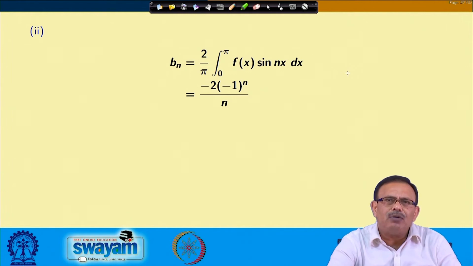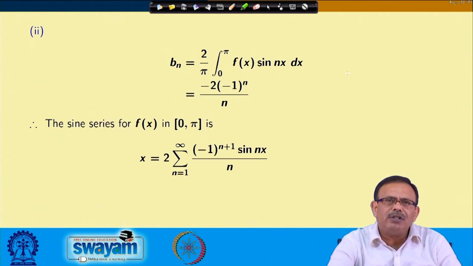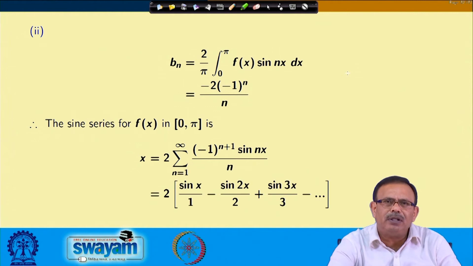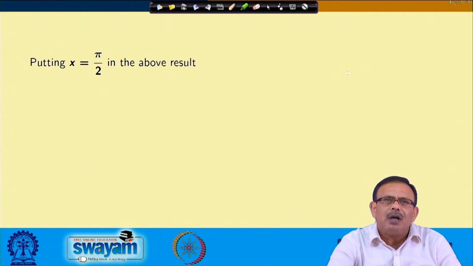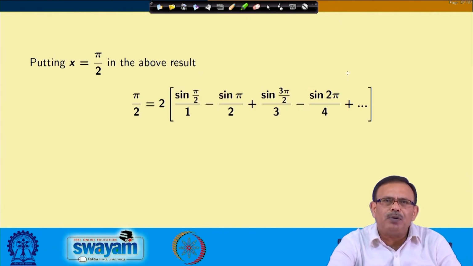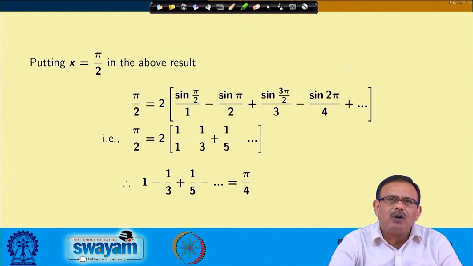So, I am getting the value of b n as this. So, the sine series of f x equals x. If I expand it, I will obtain x equals 2 into sin x by 1 minus sin 2 x by 2 plus sin 3 x by 3, and I will continue like this. At x equals pi by 2, if I put it, I will obtain this expression where these sine terms all will be 1. So, the value of the series 1 minus 1/3 plus 1 by 5, like this, will become pi by 4.